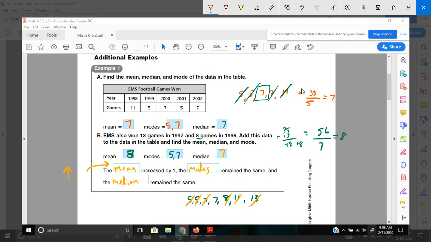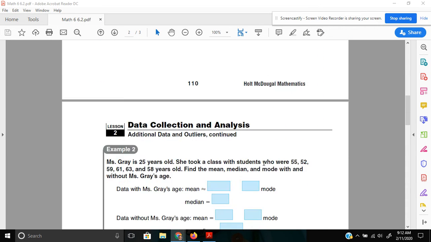Okay, so you'll notice our mean or our average changed. The average went up because we have what's kind of an outlier. 13 games won in 97. That's a lot compared to the median of my data, which is 7, and the average of my data, which was 7. We were averaging 7 wins, and we almost doubled that this year. So that's why our average or our mean increased, because we had what we considered an outlier, a number that was a lot bigger or a lot smaller than the average of all the other data.